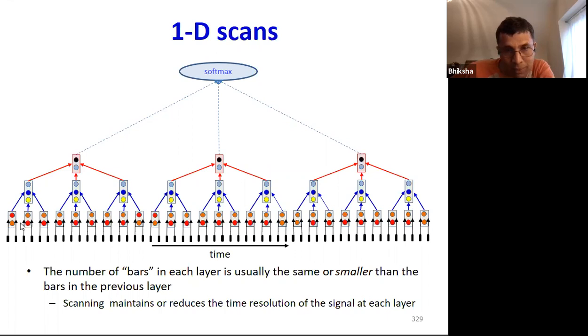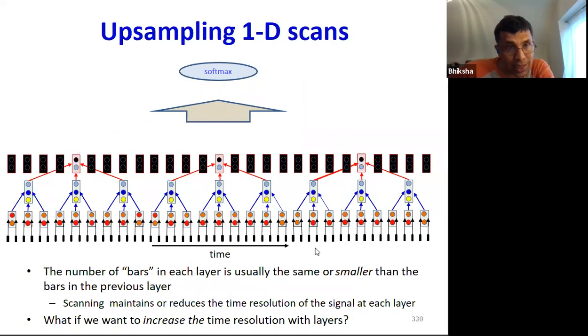Here you have a very large number of inputs, but at the output of the first layer, you just have 1/3 as many in this case. And at the output of the second layer, you're going to have 1/3 as many as the first layer, which is 1/9 as many as the input. So every time you go up, you're either maintaining the size or you're reducing the size.